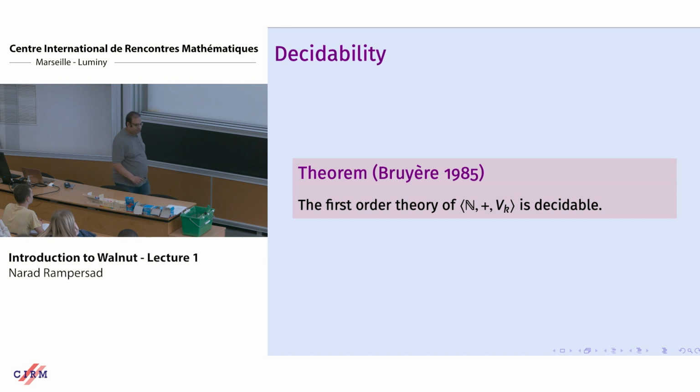And the main point is that this theory remains decidable. Presburger arithmetic was decidable. If we add this V_k, it's still decidable.